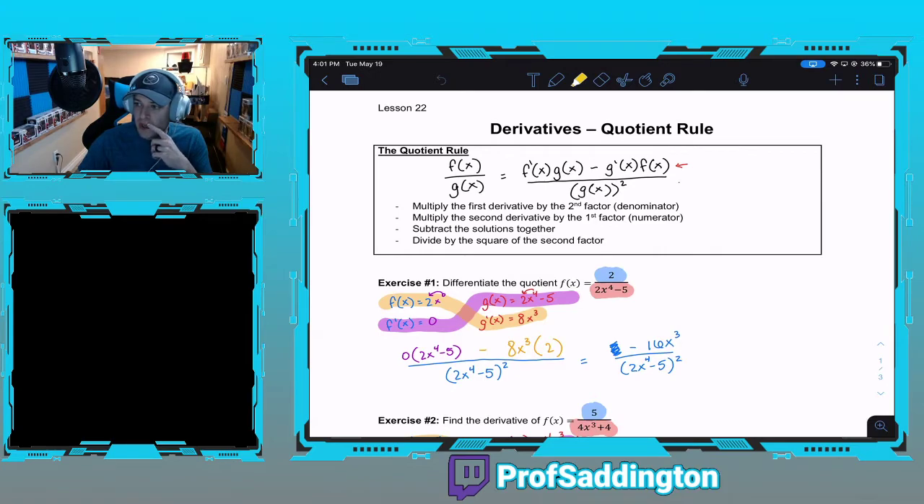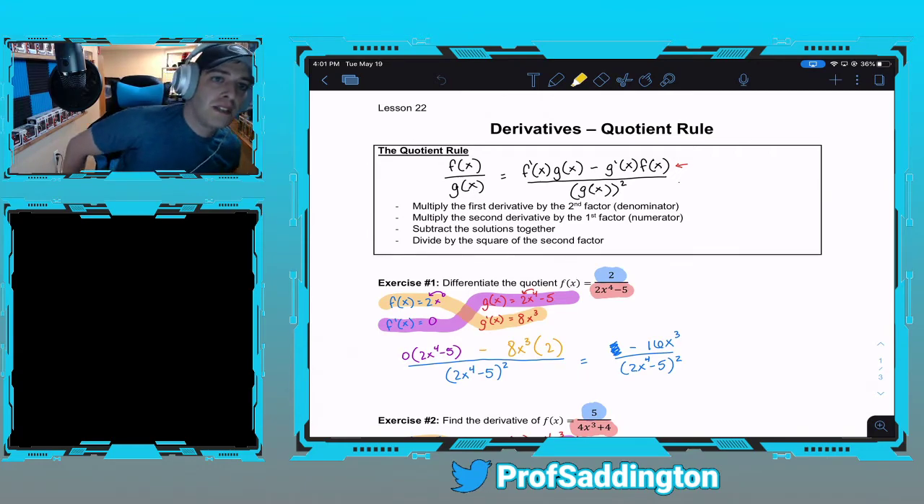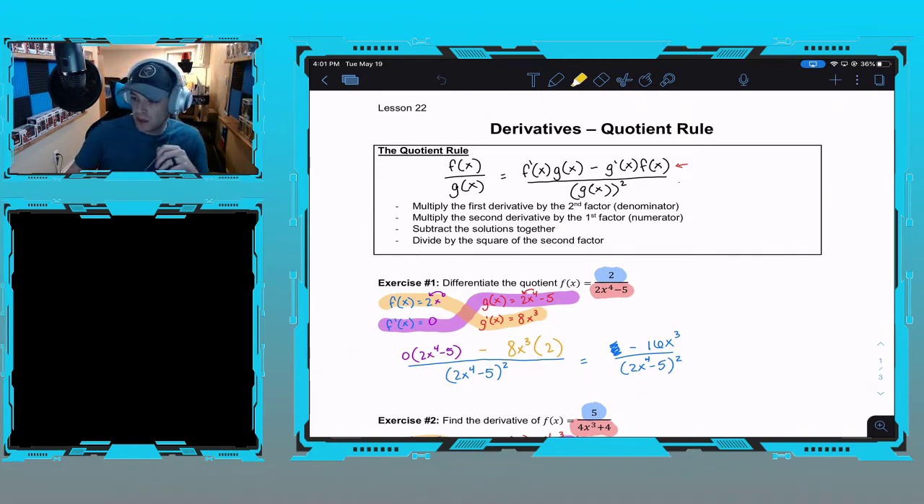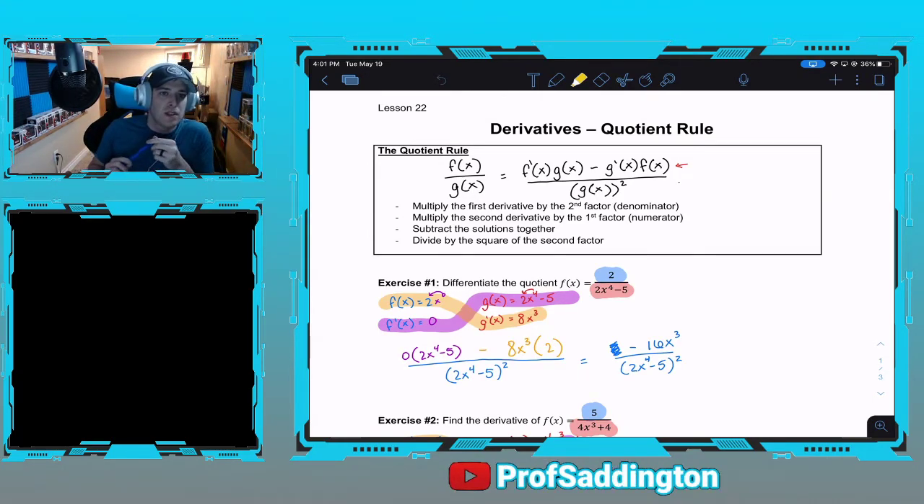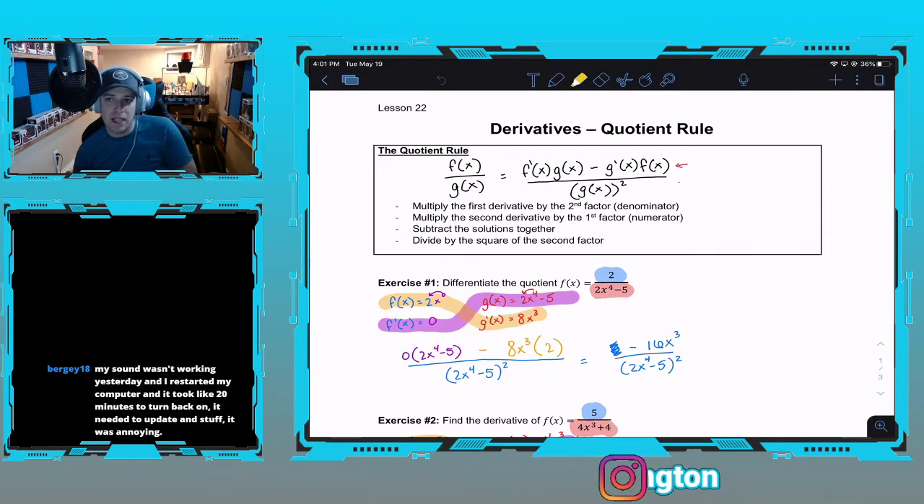So, we are going into lesson 22, page 2. I hope I wrote that down. I did. Okay. So, lesson 22, page 2, it's going to be a little bit of an extension on the quotient rule that I began yesterday.